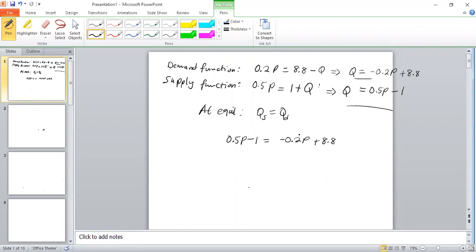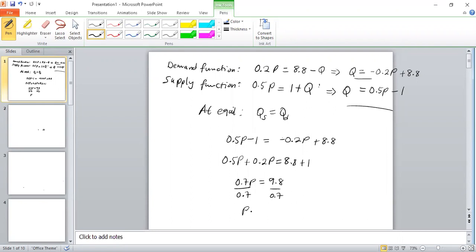Then we'll make P subject. Of course, we are solving for P. So we are going to have 0.5 P. When we take this guy the other side, it will be plus 0.2 P. Then we have 8.8. The 1 taken the other side will be plus 1. Then this will give us 0.7 P is equal to 9.8. Target is to make P subject, so divide by 0.7, even this side 0.7.